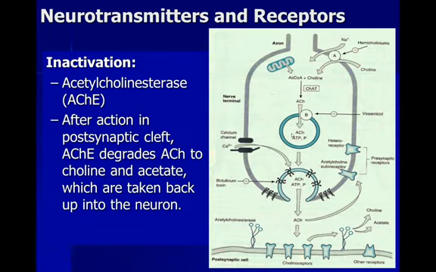Acetylcholine is inactivated by acetylcholine esterase, which we talked about previously. So after action in the synaptic cleft, acetylcholine esterase degrades acetylcholine to choline and acetate, which are then taken back up into the neuron and then reused again in building more acetylcholine.